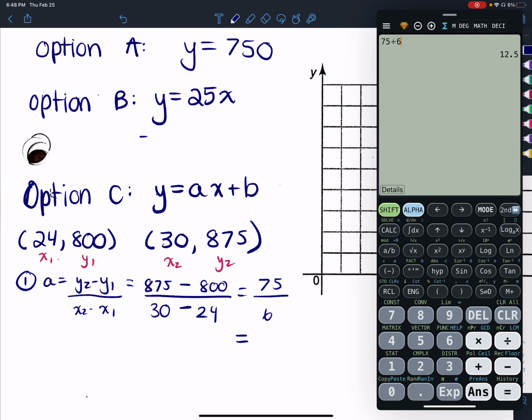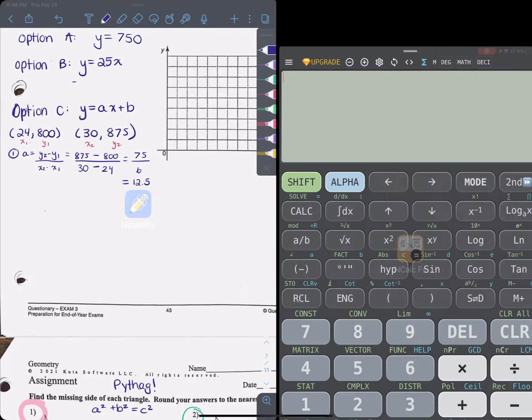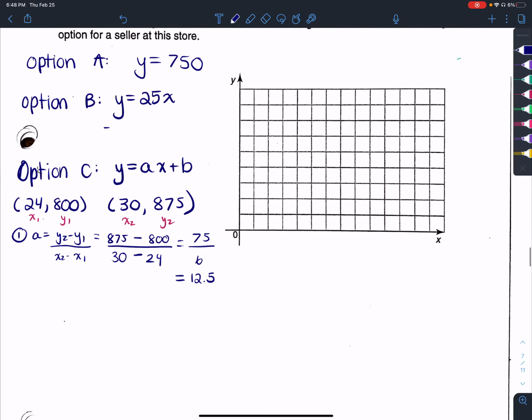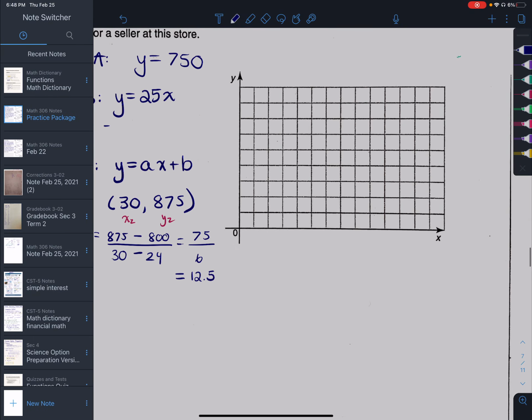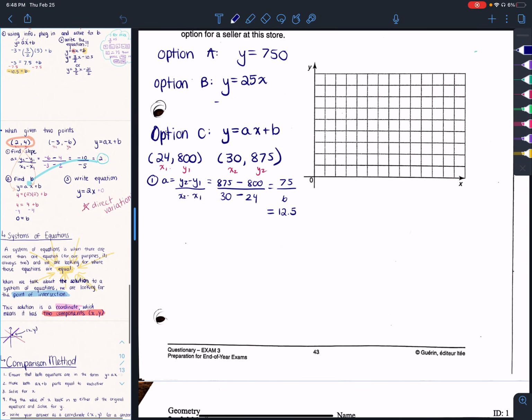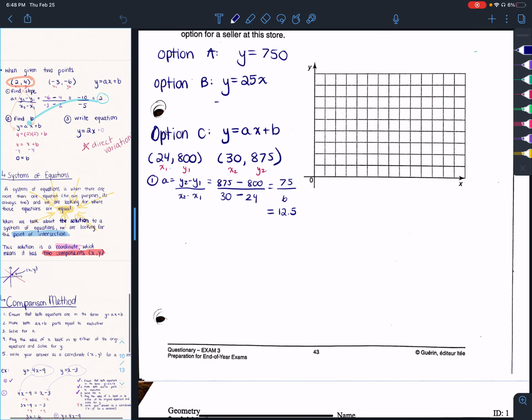$12.5. Makes sense that I don't know that off the top of my head. So we have A. Now we're looking at step 2, which is find B.